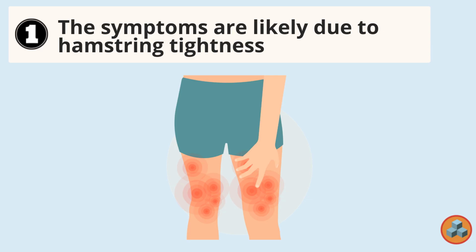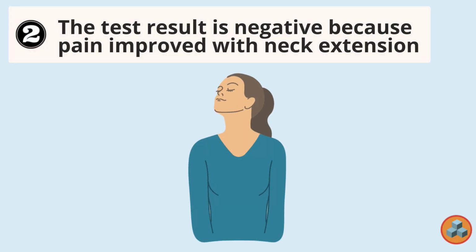Muscles don't work that way. If symptoms change based on cervical spine position, the structure being affected has to be continuous from the neck down to the leg. That's neural tissue, not muscle. Hamstring tightness is off the table. Option 2. The test result is negative because pain improved with neck extension.